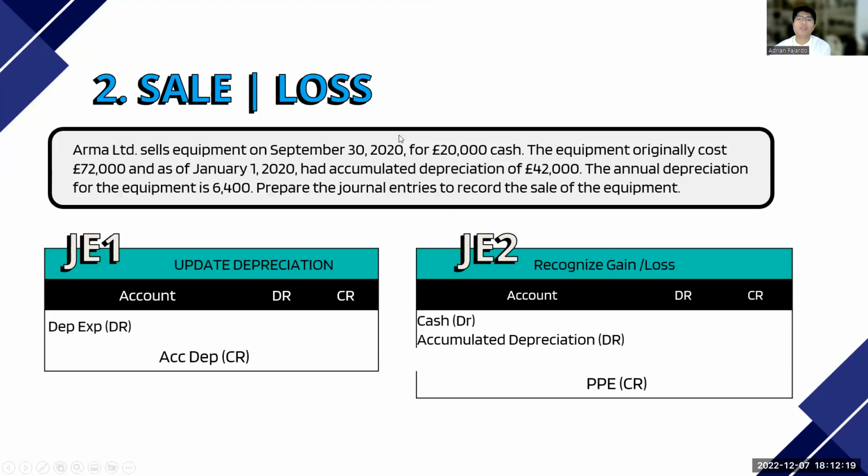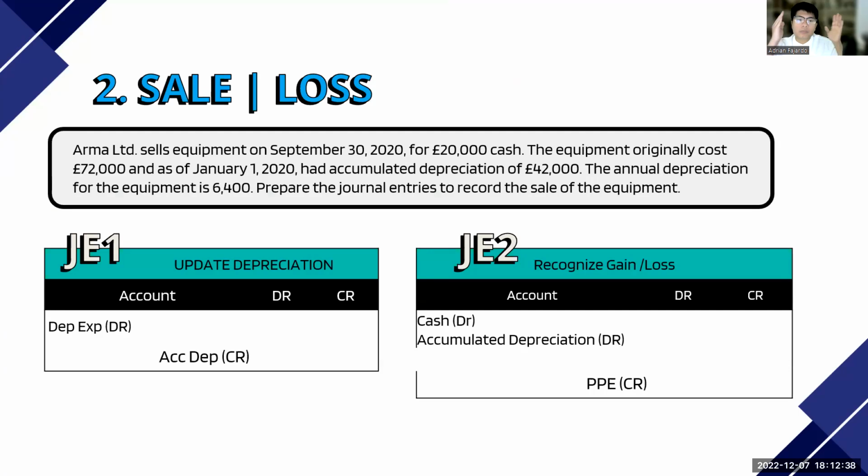Example 1, we have a sale that will probably give us a loss, right? So how do you do this? So step 1, we update the depreciation. So right now, the annual depreciation of the equipment is 6,400. And on September 30, we sell it for cash.